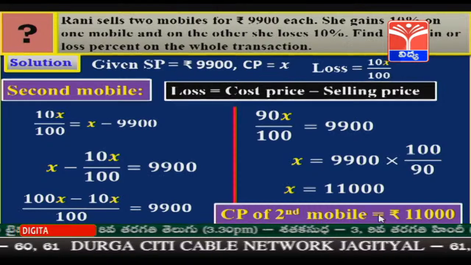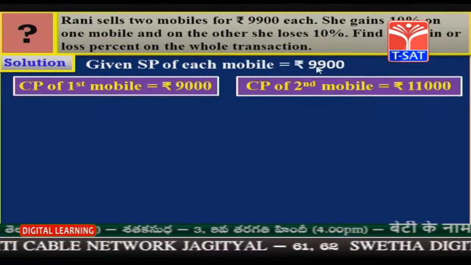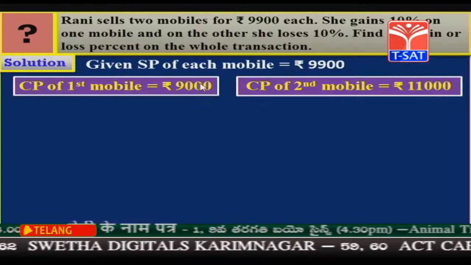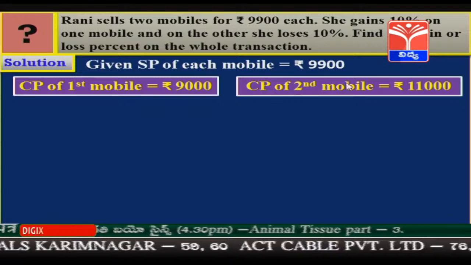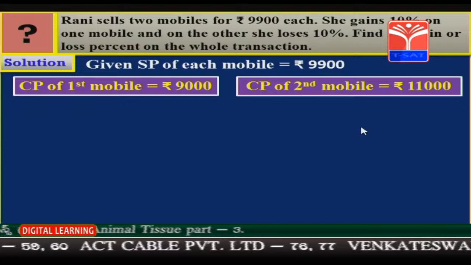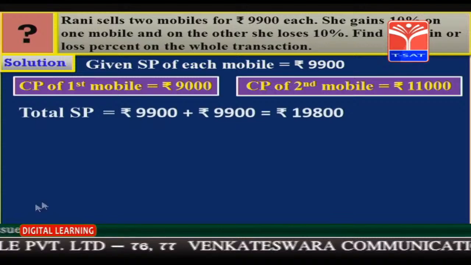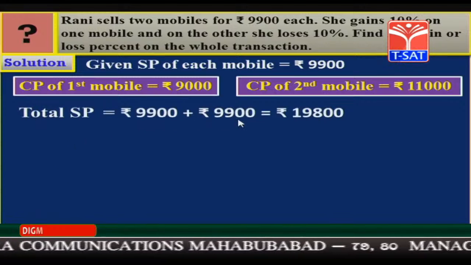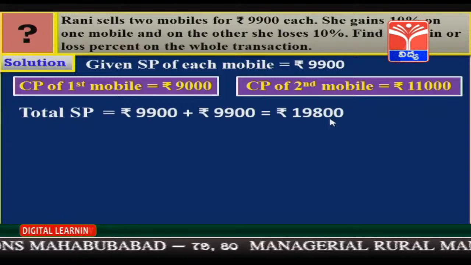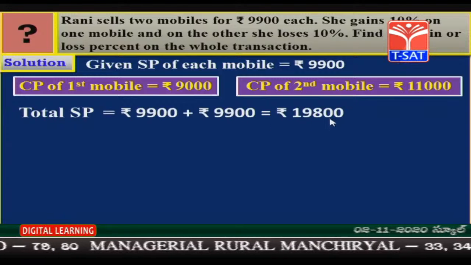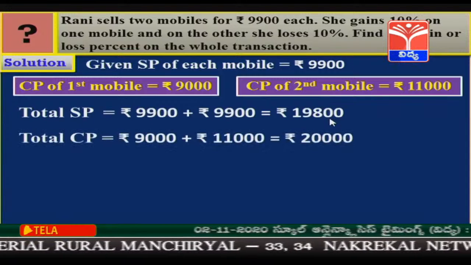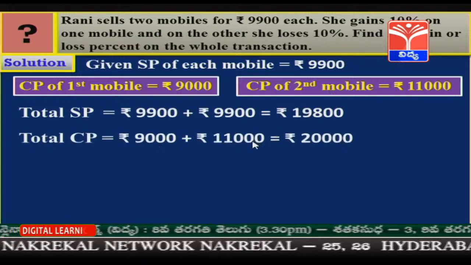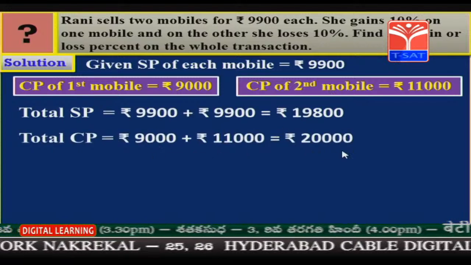Let us summarize all these things, children. The selling price of each mobile is 9,900 rupees. Cost price of the first mobile is 9,000 we got, and cost price of the second mobile we got as 11,000. So, what is the total cost price, children? First find out the total selling price, that is 9,900 rupees plus 9,900 rupees, and adding these two you get 19,800 rupees. Now, let us calculate the total CP. The first one is 9,000, whereas the second one is 11,000, and adding these two we get 20,000.